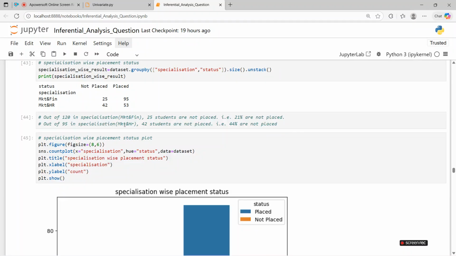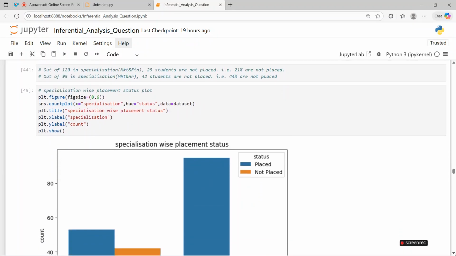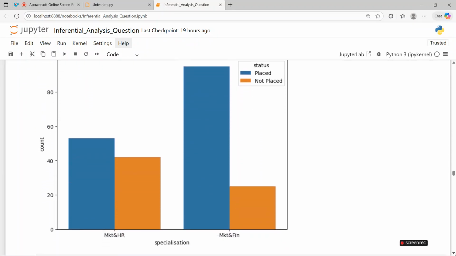Out of 95 in specialization market and HR, 42 students are not placed. That is 44% are not placed. So we can say that students with specialization of market and HR are likely not getting placed compared to students with specialization of market and finance. So we have the count plot for specialization wise placement status.